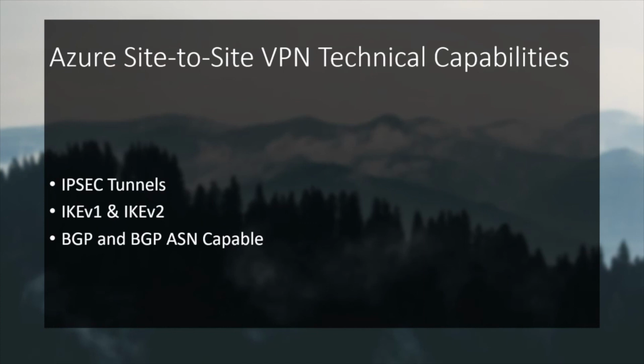We'll talk real quick about the technical capabilities. Azure site-to-site VPN utilizes IPsec tunnels, and it supports IKEv1 and IKEv2. If you are an organization that uses BGP, or Border Gateway Protocol, you can assign the Azure Virtual Network Gateway a BGP autonomous system number, or BGP ASN, so that you can use that routing protocol, highly redundant and highly available, throughout your entire BGP infrastructure, if that's what you're using within all of your sites right now.